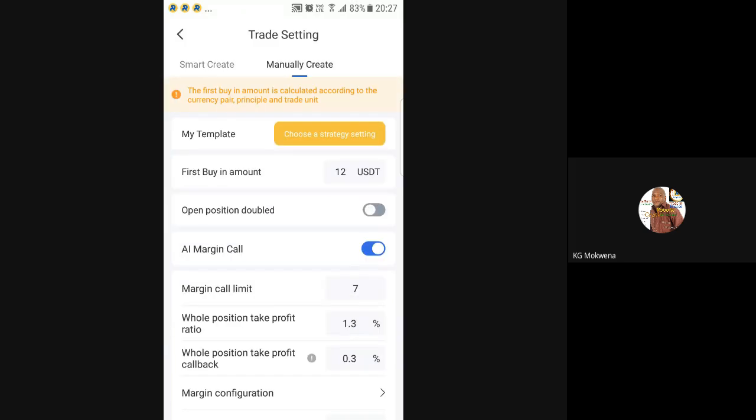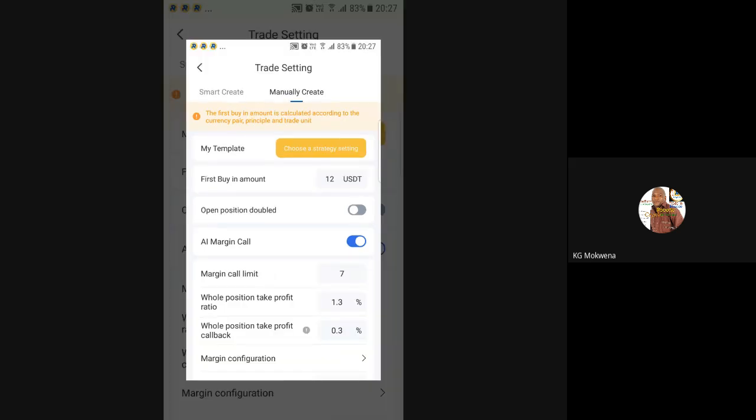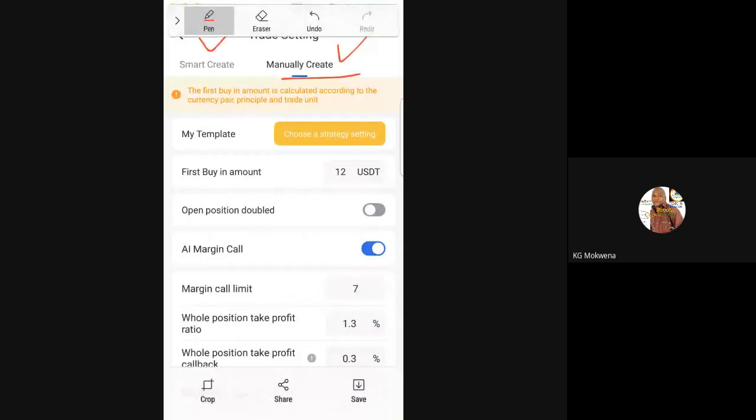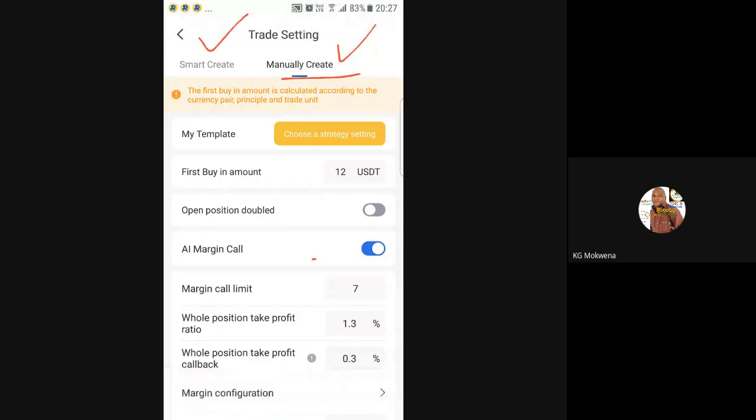And once I'm on manually create, on the trade setting page, what I will do is I'll give the robot some instructions. You see, this is manually create. Smart create is when you have at least $3,060. You can trade one coin hands-free, for instance. You see, the settings are by default set by Royal Q, and you trade with peace of mind. You will not need to do what I'm doing.